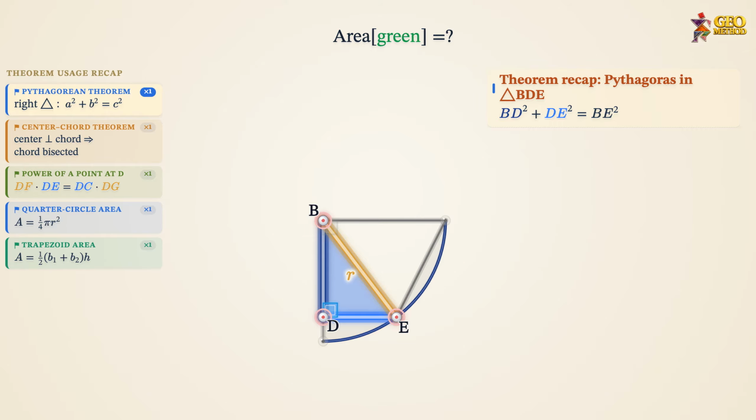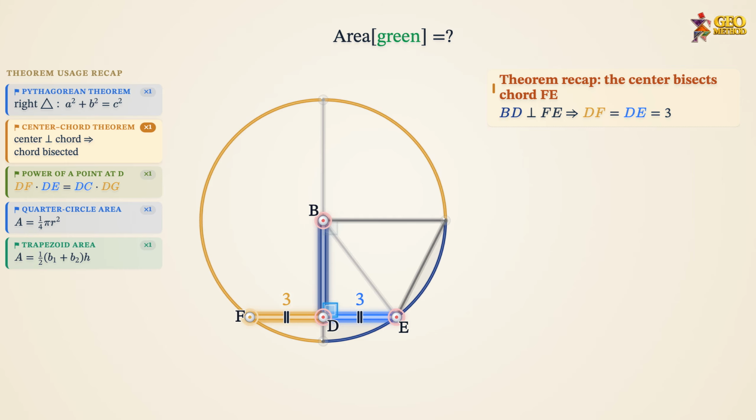Before we close, let us replay the theorem trail. Pythagoras was applied once, specifically to right triangle BDE. It connected the unknown leg segment BD, the given leg segment DE equals 3, and the radius BE. That single application opened the first route to r equals 5.